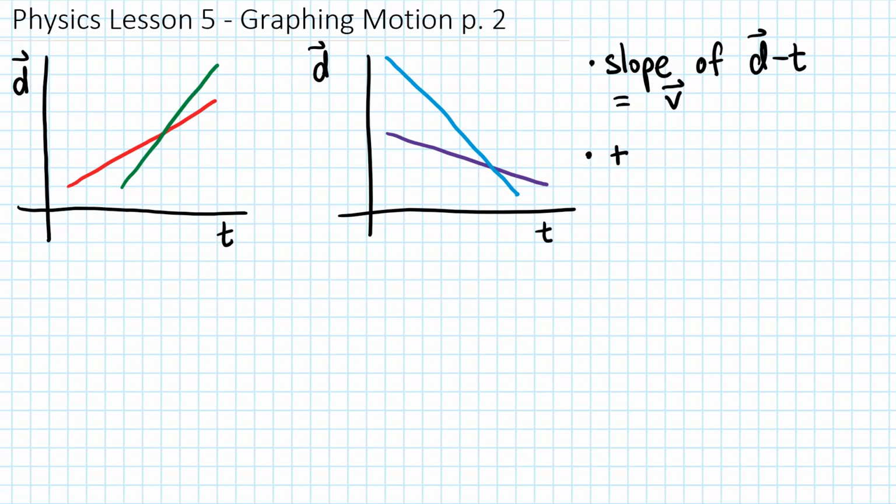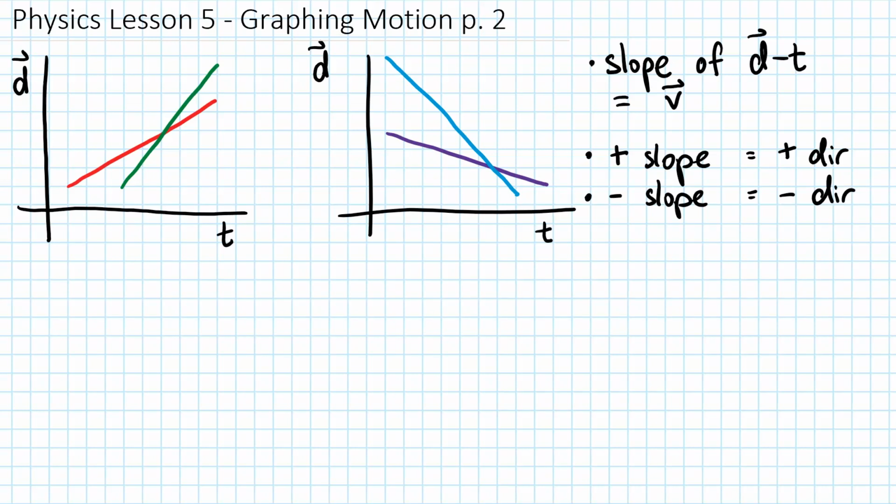A positive slope means you have a positive velocity, which means your direction, the direction of motion, is positive. Whereas a negative slope means you're going in the negative direction, or your velocity is negative.